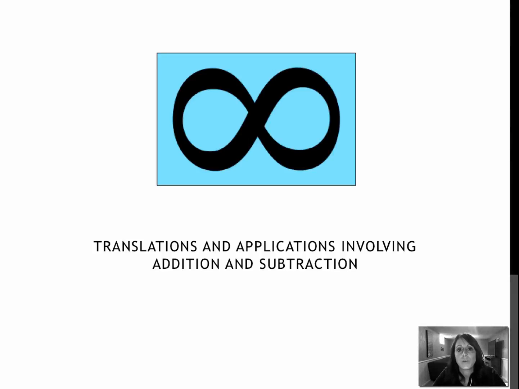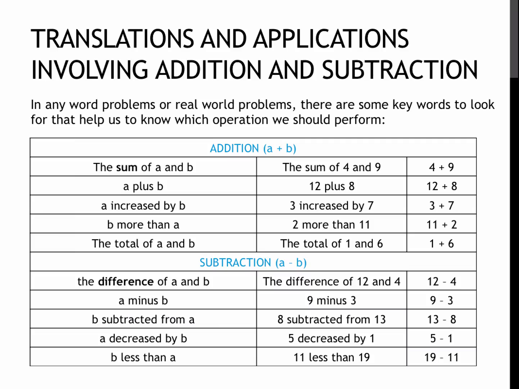In this lesson, we're going to focus on being able to translate words into mathematical statements involving addition and subtraction. It's helpful for us to know what words we should look for that will help us to know that the operation is addition or that the operation is subtraction. So I've made a table for you, and in the first column, I have the words using variables like A, B, etc. In the second column, I've actually used numbers or digits. And in the third column, I've written what the mathematical expression would be that it would translate into.